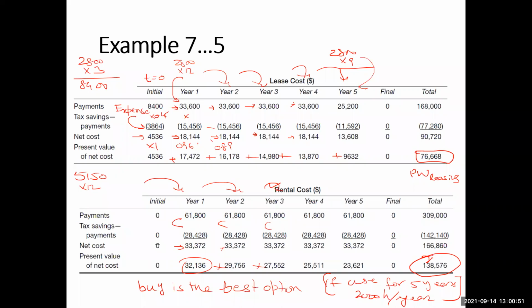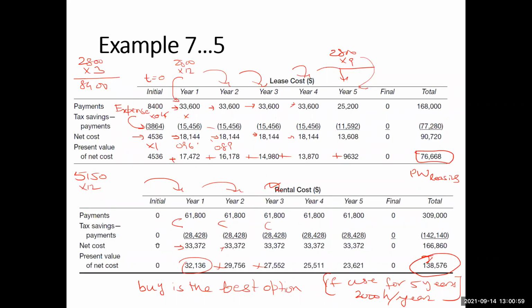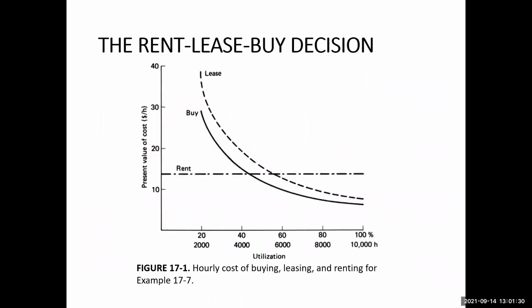Buy is the best option because the cost was only 57,000. Present worth of the cost was $57,785. So if the present worth of the cost is the minimum, then that is the best choice. If we also have the income data, so present worth of the income minus cost, then the higher present worth value should be the better choice over here. So is it clear, this question? Yes. All right, so let's move forward.